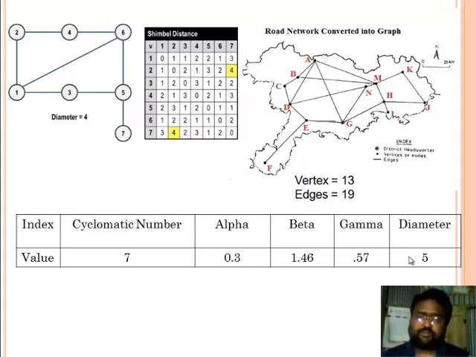So here, in all cases, cyclomatic number, alpha, beta, gamma, and diameter, the higher the value, the higher the connectivity of that particular graph.